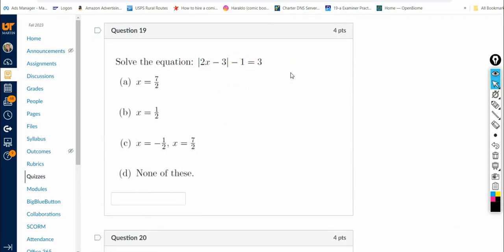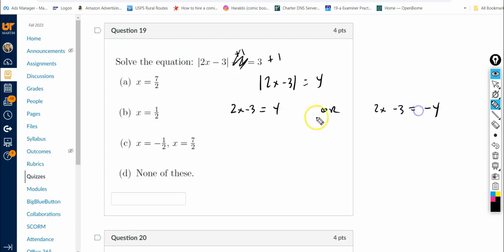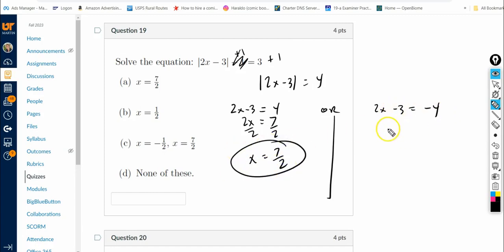All right, solve this equation. Well, first thing I'm going to do is add 1 to both sides. And there are two solutions. We have that, or we have that. And solve these for x. Add 3 to both sides, and then divide both sides by 2. So 7/2 is one answer, and add 3 to both sides. Divide both sides by 2, and -1/2 is your other answer.